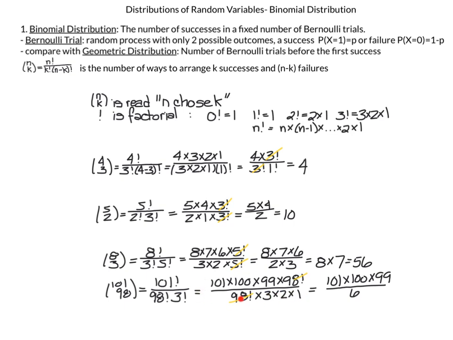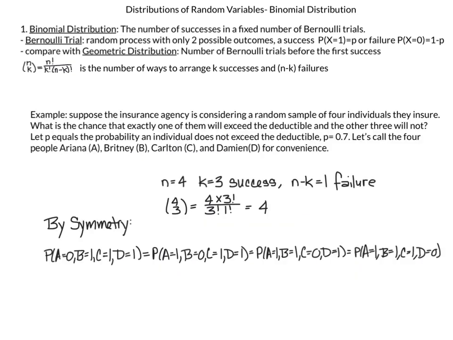Again, you can see how this is much easier than writing out 98 factorial as 98 times 97 times 96 times 95 times 94 all the way down to 1, and then writing this as 98 times 97 times 96 all the way down to 1, and then trying to cancel and simplify. It's easier just to realize that this top number will cancel, or part of it will cancel, with this factorial on the bottom.